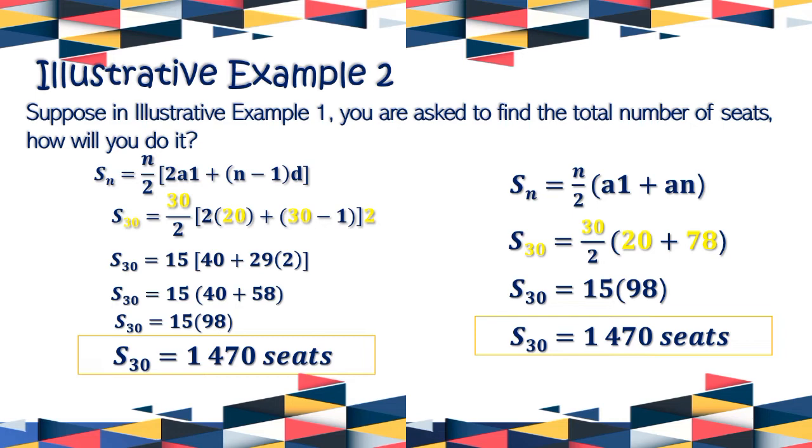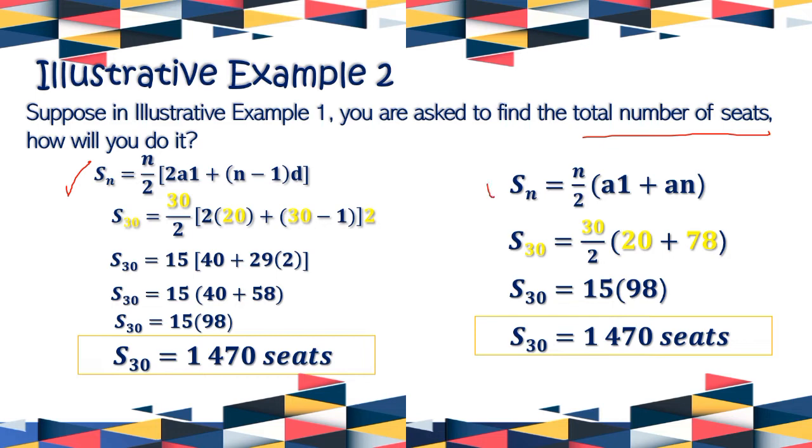Ang tatanong naman dito or ang hahanapin natin is the total number of seats doon sa auditorium. So, how will you do that? Remember na meron tayong dalawang formula na na-introduce for arithmetic series, and that is this one. S sub n is equals to n divided by 2 times 2 times a sub 1 plus n minus 1 times the common difference.